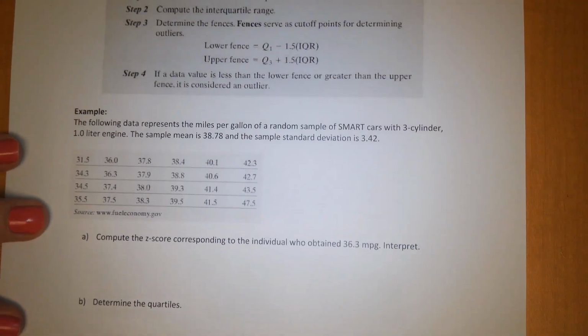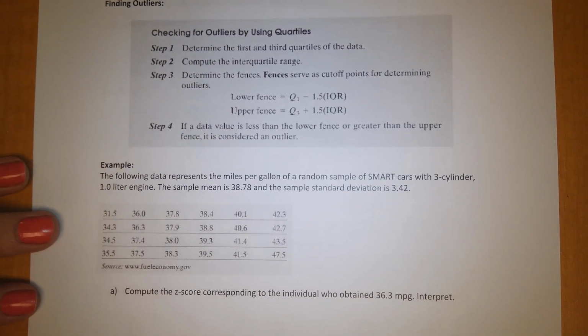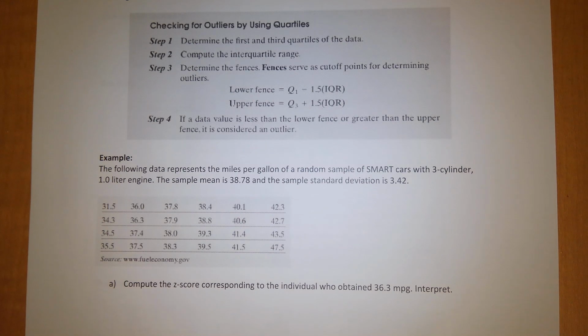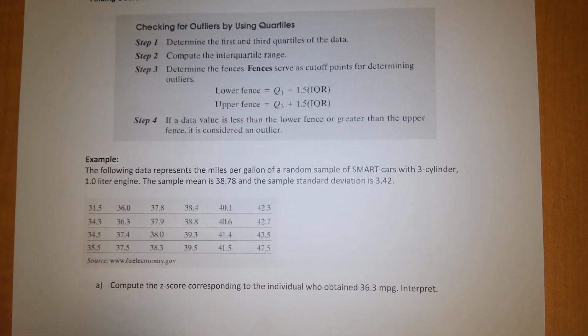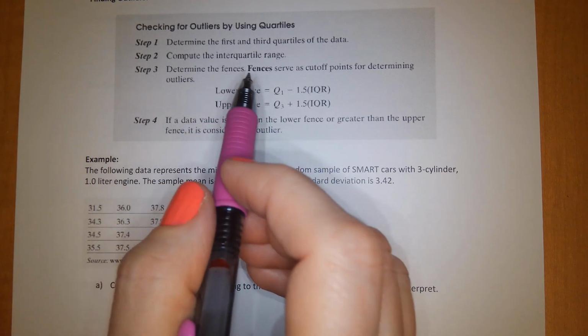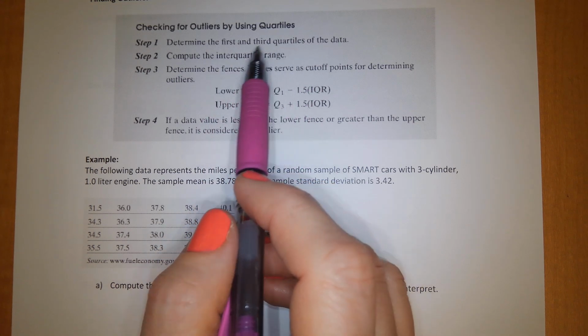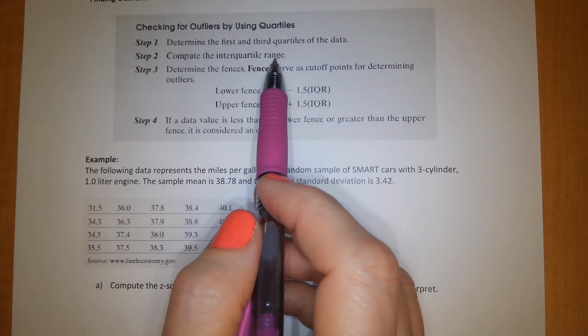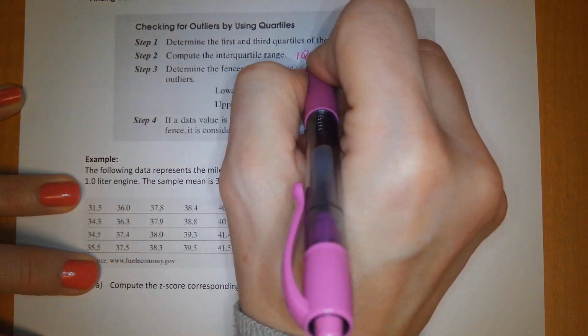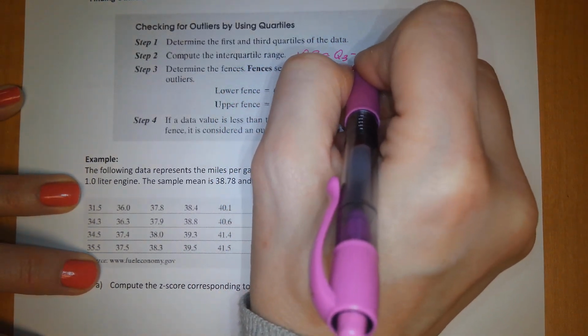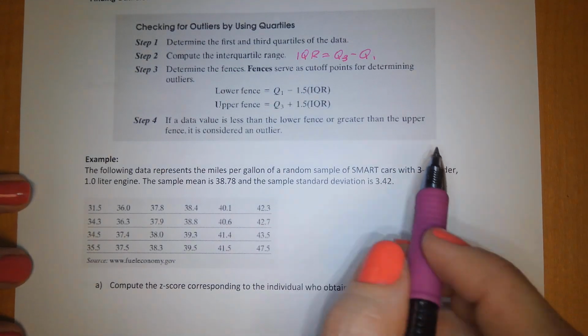So let's do an example on the next page of how to determine whether we have outliers. Outliers are going to be a number that is far outside of your data, okay? So something that looks like it may or may not belong in the data set. The first thing we need to do is determine what the IQR is. So we're going to determine the first and the third quartiles and then find the IQR. And remember, the IQR is found by taking Q3 minus Q1 like we did on the previous page.